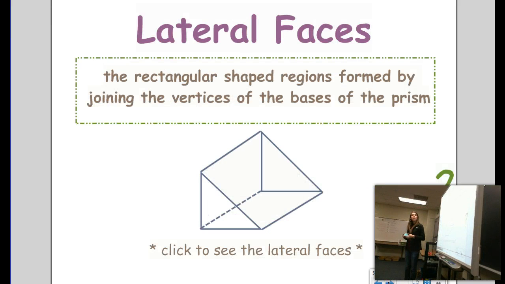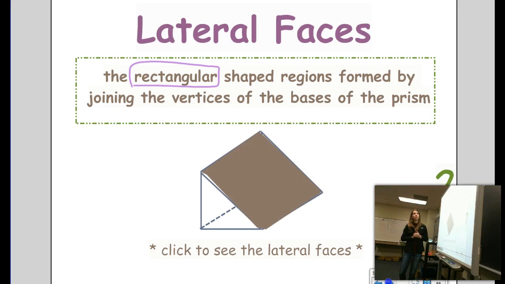Alrighty. Lateral faces. I'm never going to ask you on a quiz to define what a lateral face is, but it is good to know the technical definition. This is all I really care that you know. I need you to know that they're rectangular for a prism. And if you visualize the net, you'll see rectangles. They're formed by joining the vertices of the bases of the prism. So pretty much it's saying, when I connect base to base, what am I using to connect them? Well, I'm using rectangles. So that is the lateral face right there.